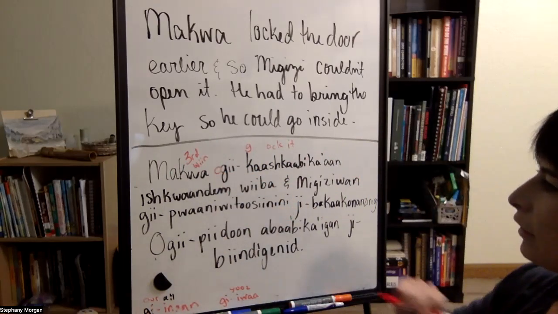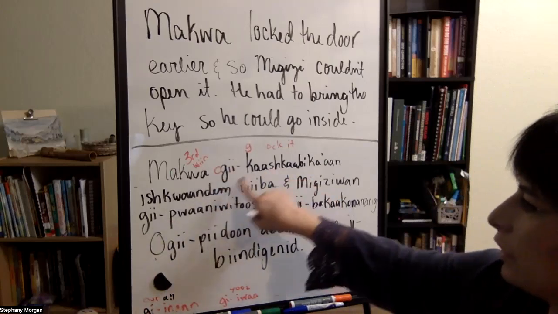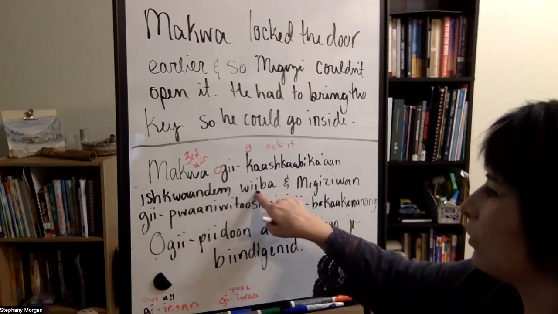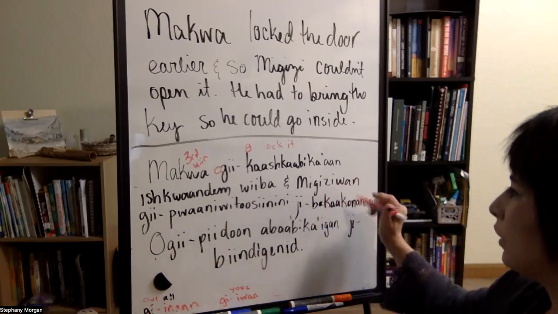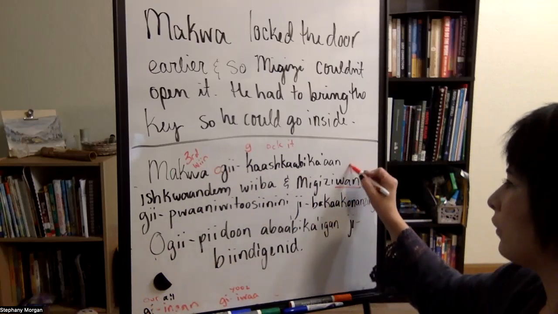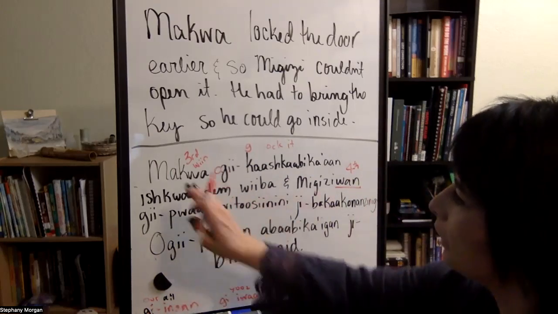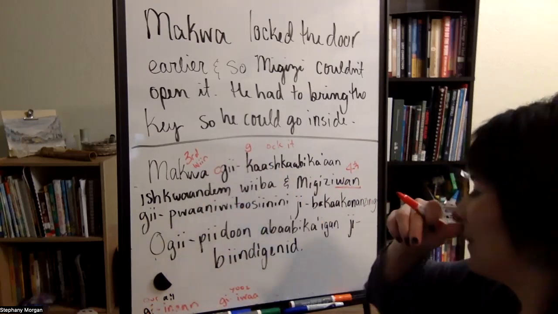Okay, sorry, my bad. So we've got our third person here because it's a VTI. Ishkwandam, that's the word for door. Wiba, that means earlier. Minawa, Migizi one. Oh, here we have a fourth person marker. This is fourth. So we know Migizi is the second person, and we know that Mukwa is the one who did the locking.